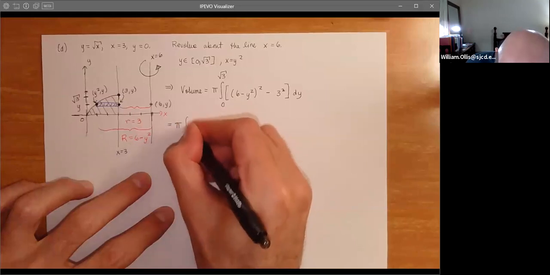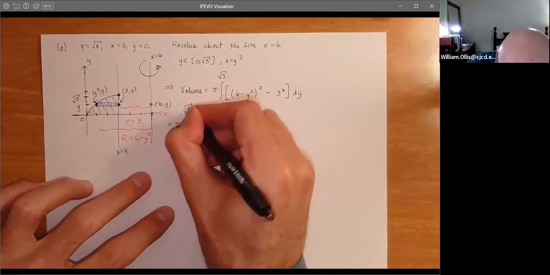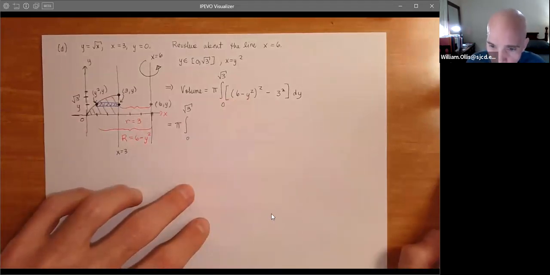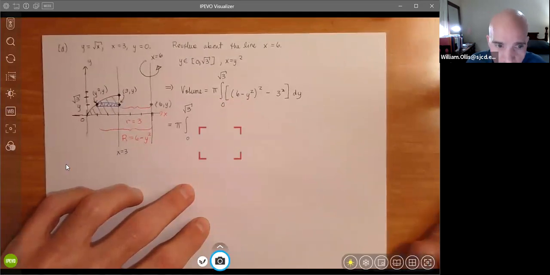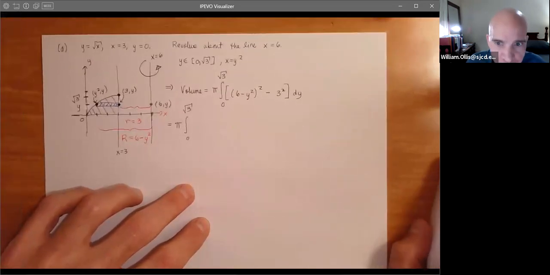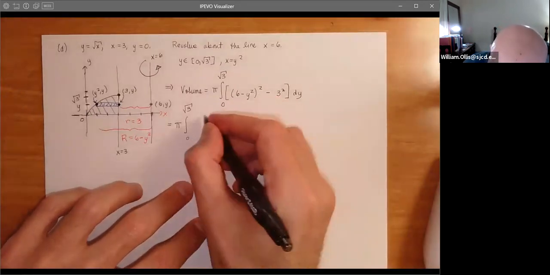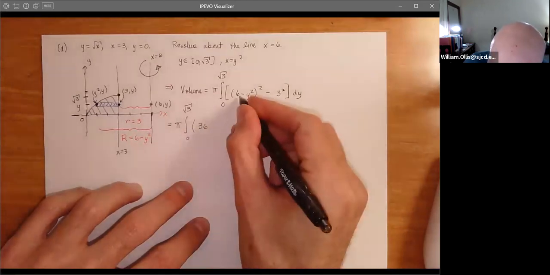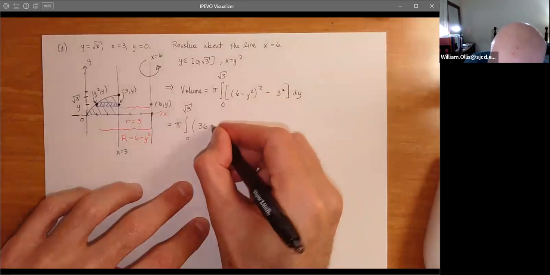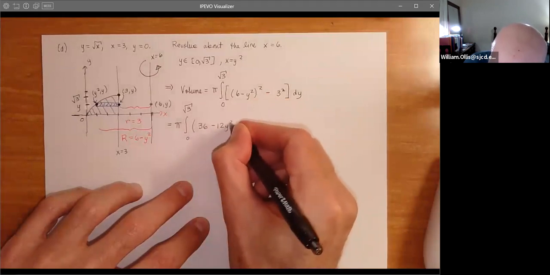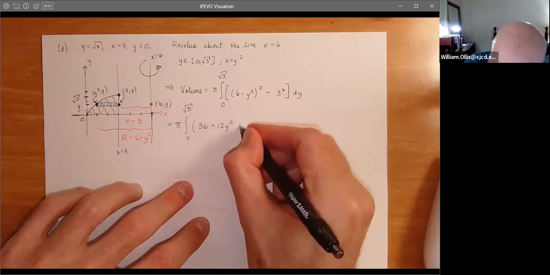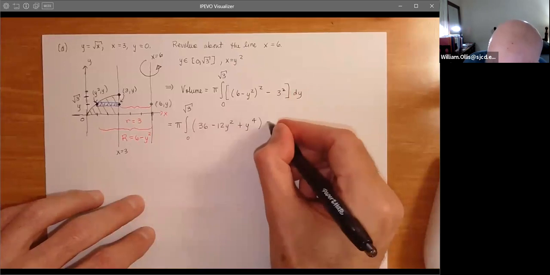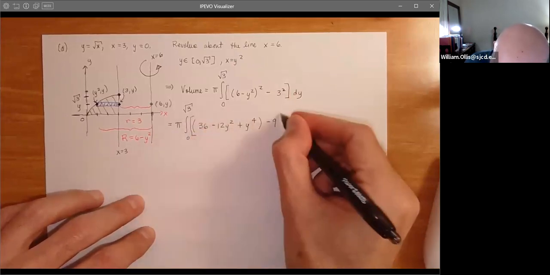So we have pi, 0 to root 3. Like every step of the problem is important. You get to this point and then you've got to do your integration. So I just want to make sure it looks nice and clear. There we go. So let's square this. So we get a 36. And then, of course, we get a negative 6y squared times 2, so that's a negative 12y squared. And then if we square the y squared, we get plus y to the 4th. And then, of course, minus 9 dy.